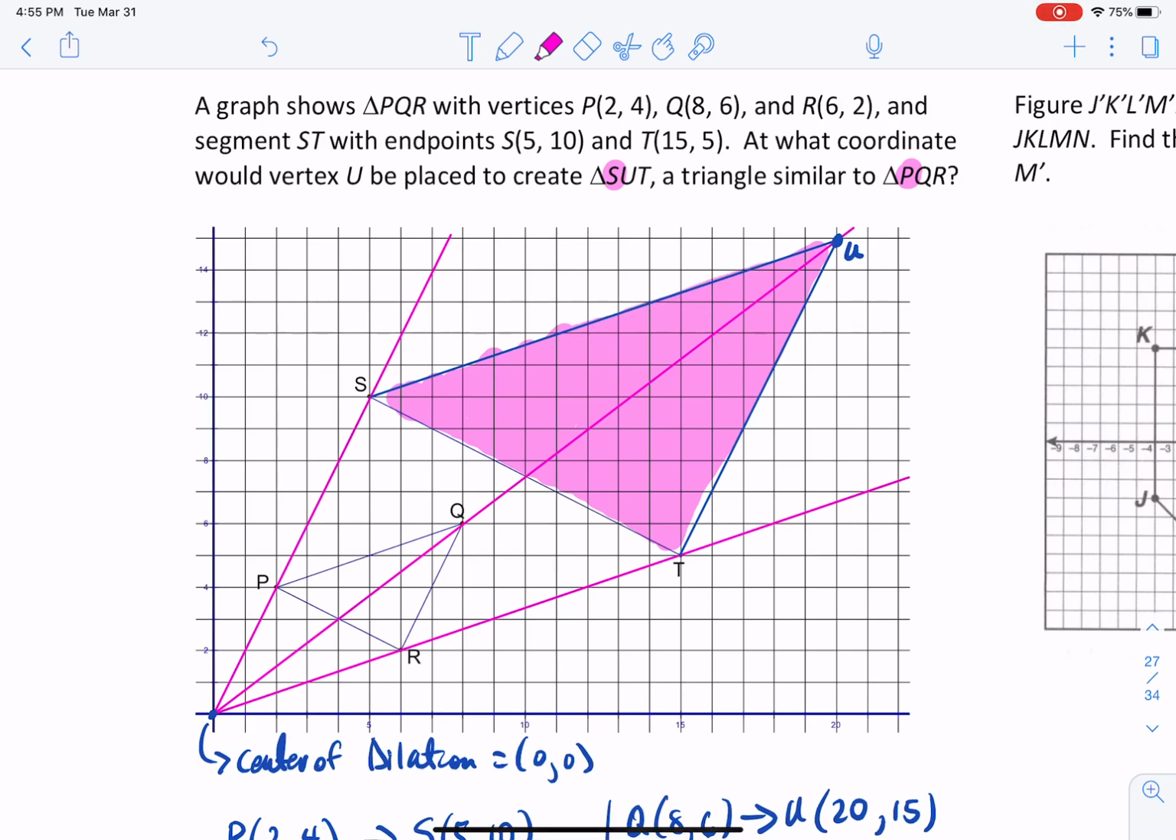All right, so I think that's going to wrap up this particular video. I'm going to do a couple more exercises involving dilations on the coordinate plane in the final video for this lesson.